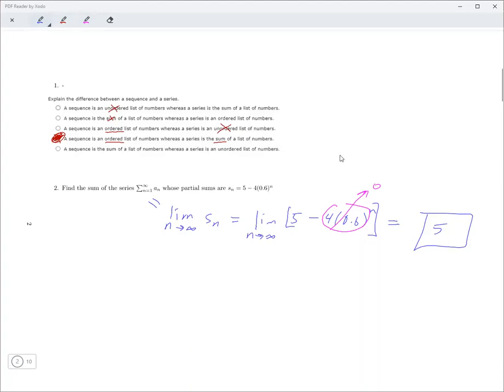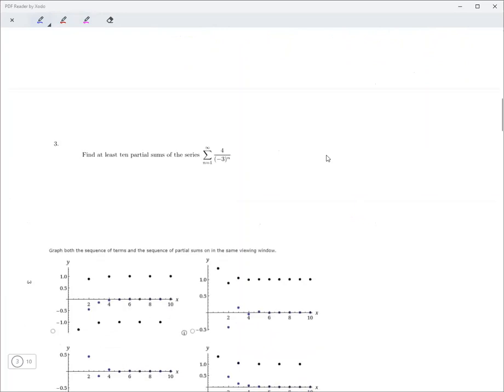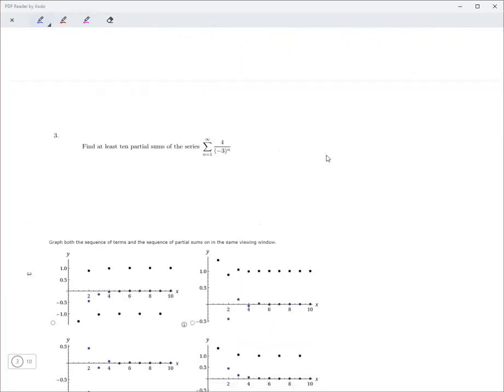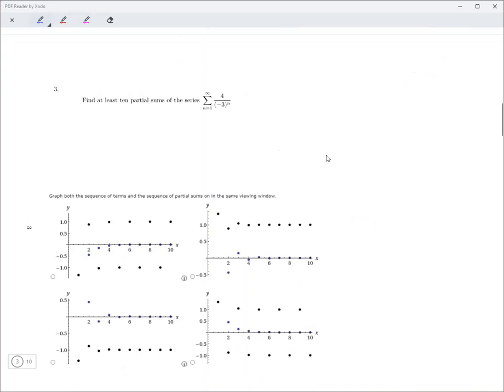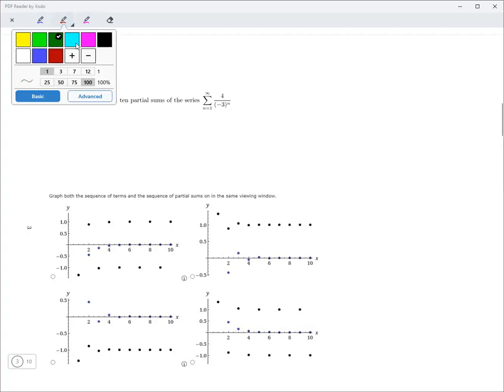Okay, now let's take a look at number 3. So here we have a series, and they want us to find at least 10 partial sums. And they note what these are. They have values of n, and then you're supposed to find that. So let's go ahead and do that.